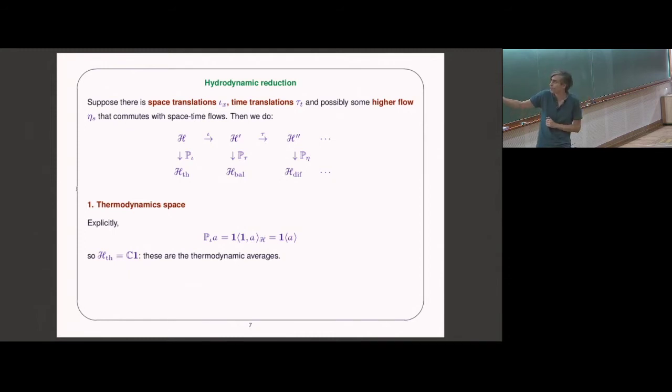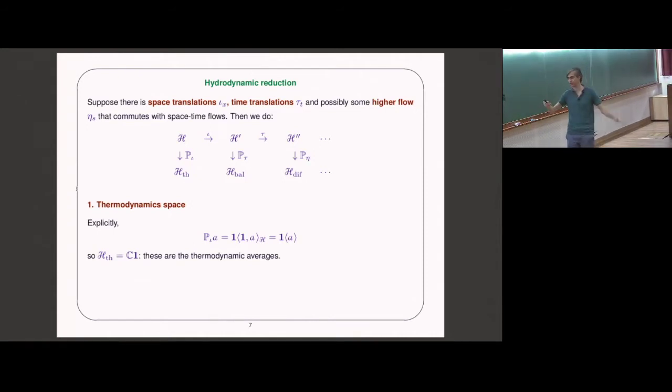Actually, this is a bit trivial because if you project over the invariant of space translation, you get indeed just the identity. So the projection is just the overlap with the identity, which is the average of the observables. So this space is just one-dimensional. It tells you about the average of observables. Nothing happened at a thermodynamic level.